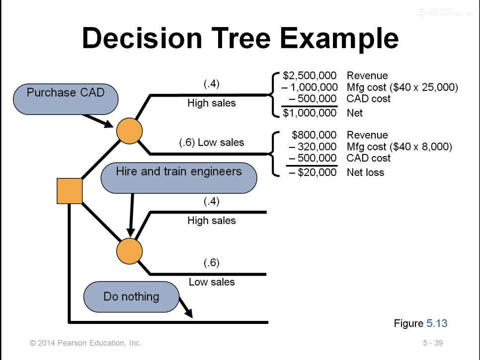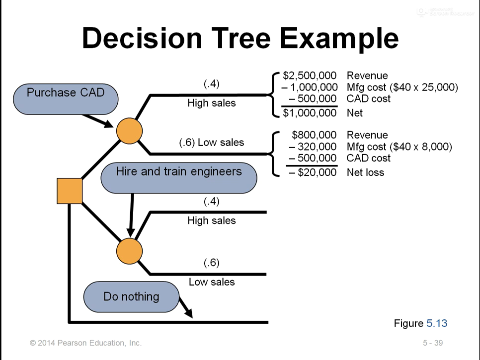With low sales, the revenue is going to be less because we are just going to sell 8,000 units. Multiplied by $100 is just $800,000. The manufacturing cost is going to be $40 because we are using the CAD system, times 8,000 is $320,000, and the CAD equipment costs $500,000. Then we have a net loss, a negative profit of $20,000 with low sales.